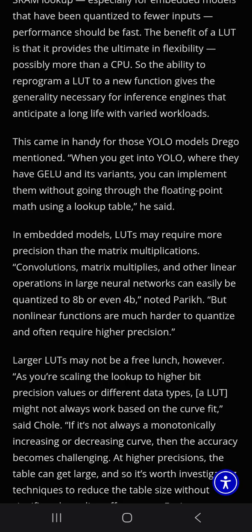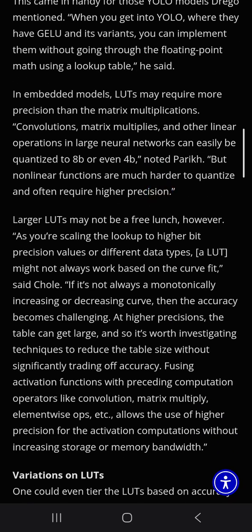This came in handy for the YOLO models Greg mentioned. When you get into YOLO, where they have GELU and its variants, you can implement them, instead of going through the floating point math, using a lookup table. He said that in embedded models, the LUT may require more precision than matrix multiplications and convolution.